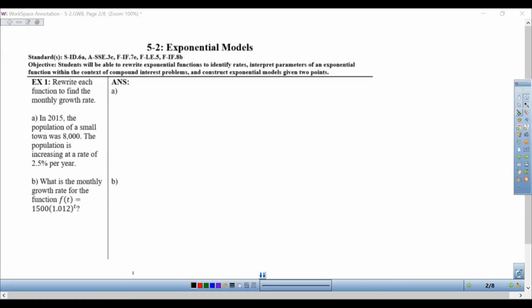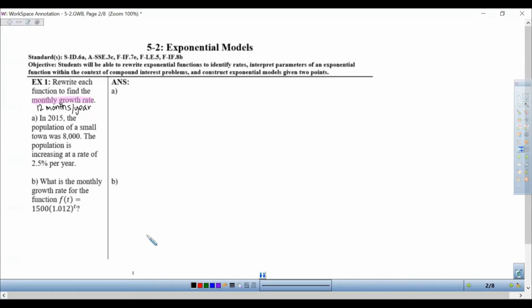So the first set of that description, we're going to rewrite each function to find a monthly growth rate. So when I'm looking for my monthly growth rate, it's important for me to remember that there are 12 months per year. And so I'm going to use that relationship at some point within the problem. So we're given population problems.